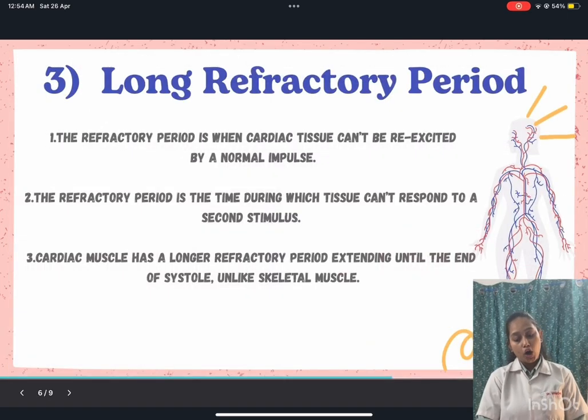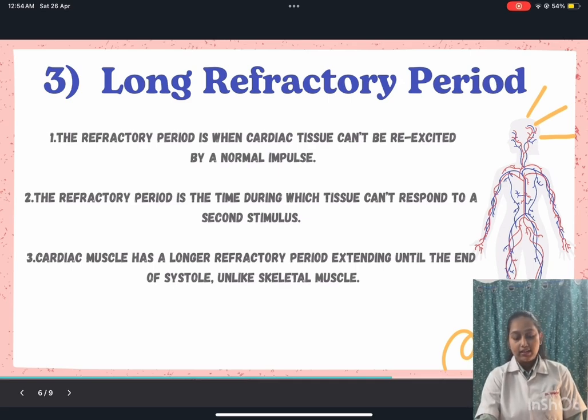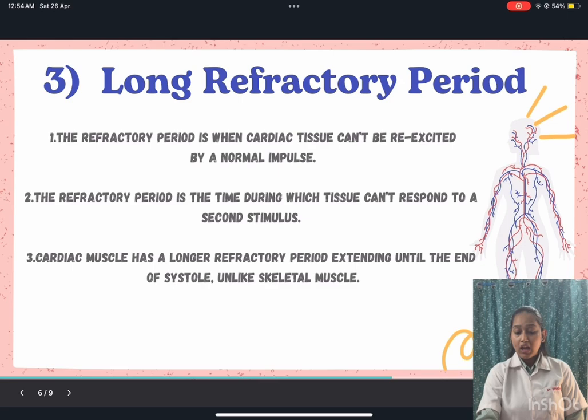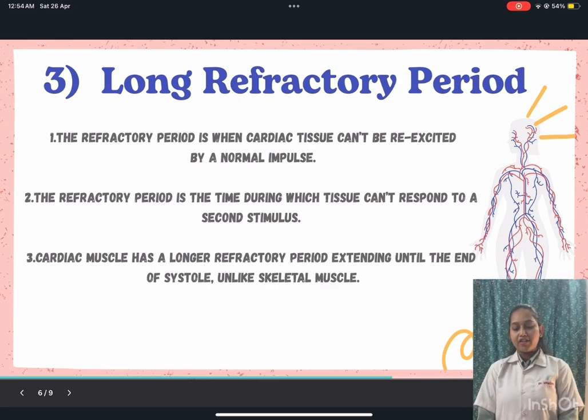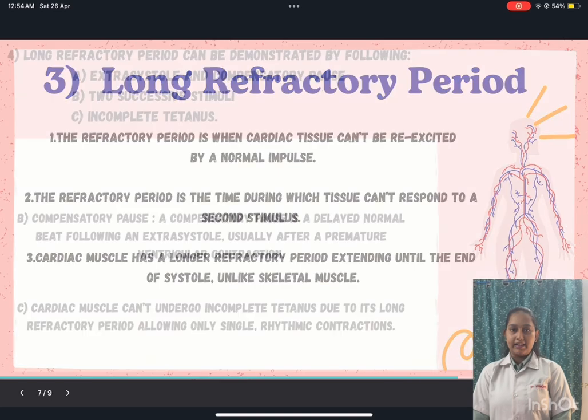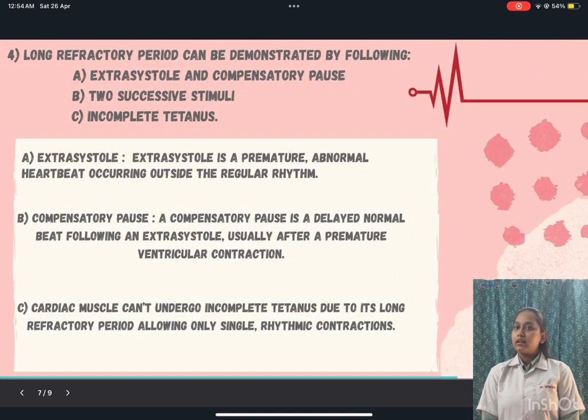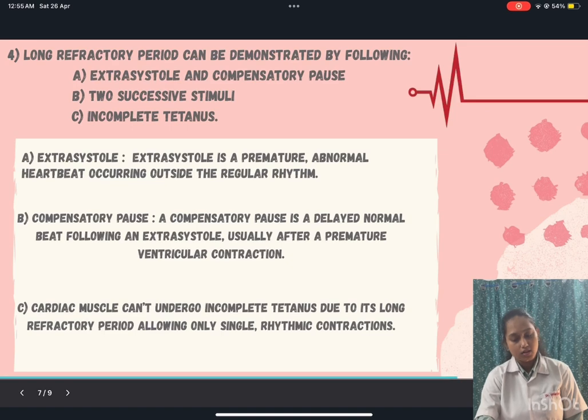Third is the long refractory period. The refractory period is when cardiac tissue can't be re-excited by a normal impulse. The refractory period is the time during which tissue can't respond to a second stimulus. Cardiac muscle has a longer refractory period, extending until the end of systole, unlike skeletal muscle, because of which incomplete tetanus takes place and complete tetanus cannot take place in the heart.